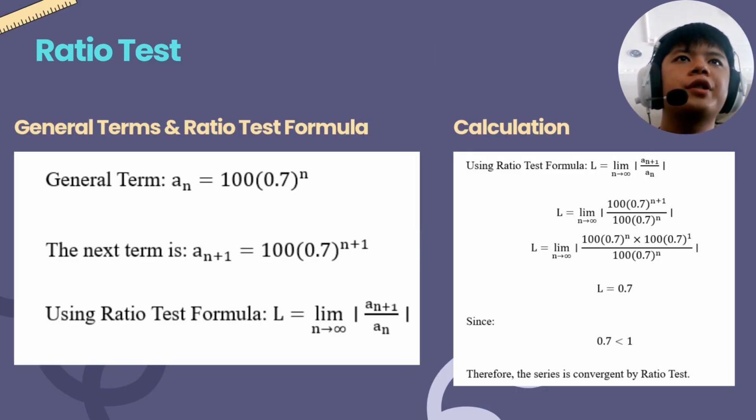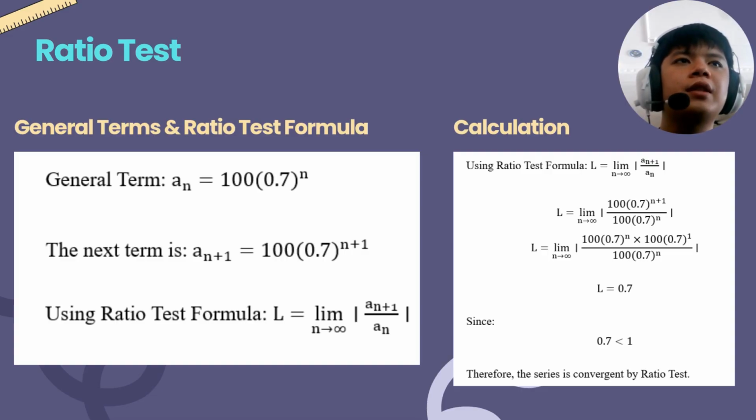Next, we use the ratio test to check whether the series is convergent. The general term is a_n equals 100 times 0.7 to the power of n, where n starts from 0. This means when n equals 0, the concentration is 100, so it represents the initial concentration. The next term is a_(n+1) equals 100 times 0.7 to the power of n+1. So by applying the ratio test, we take the limit of a_(n+1) over a_n.